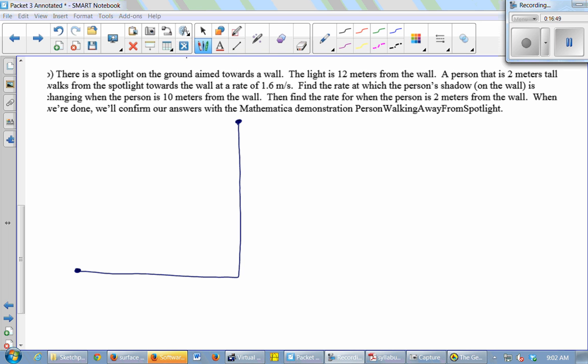The light is 12 meters from the wall. A person that is 2 meters tall walks from the spotlight towards the wall. Okay, so here's my person, and they're walking that way towards the wall. Find the rate at which the person's shadow on the wall is changing when the person is 10 meters from the wall.